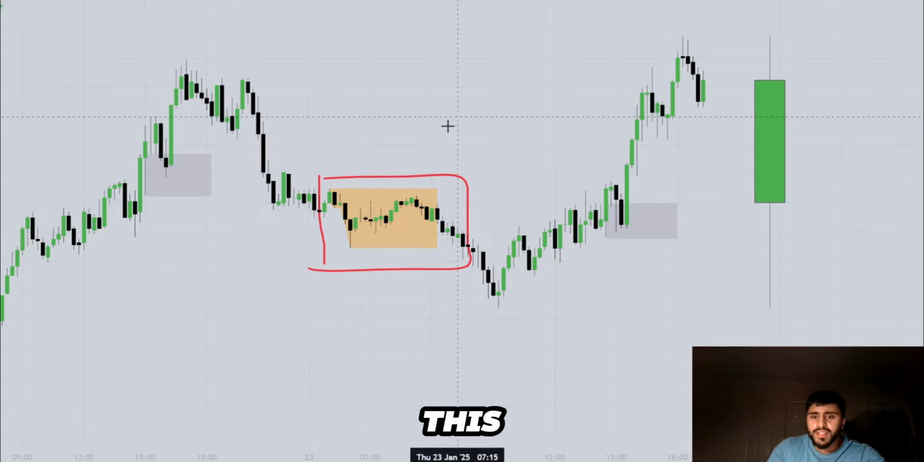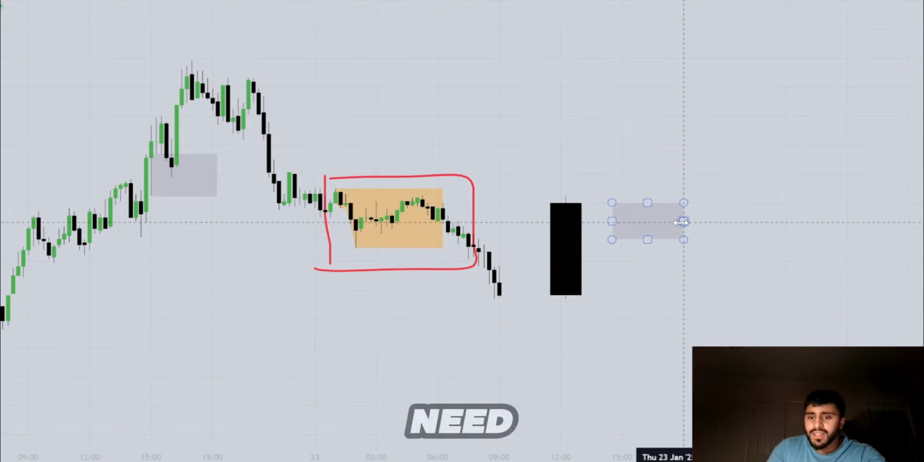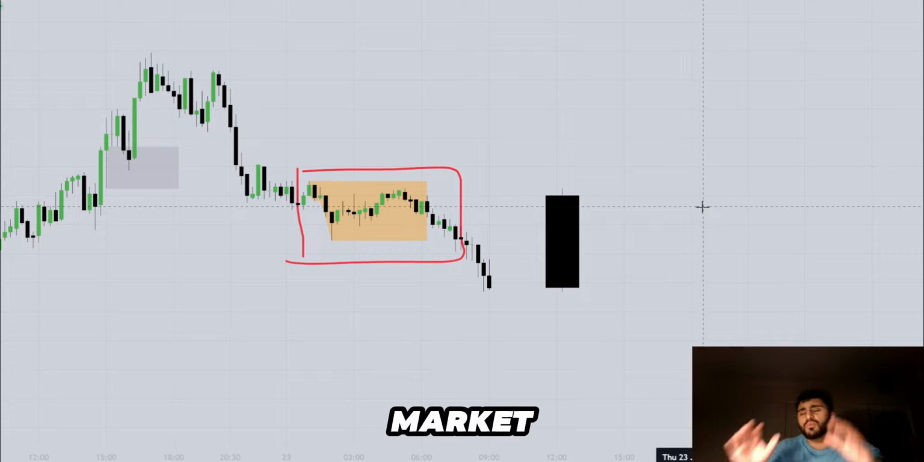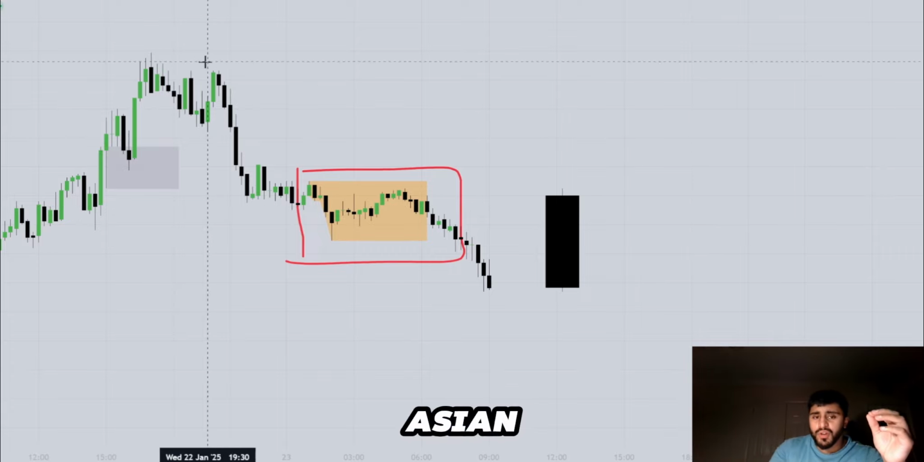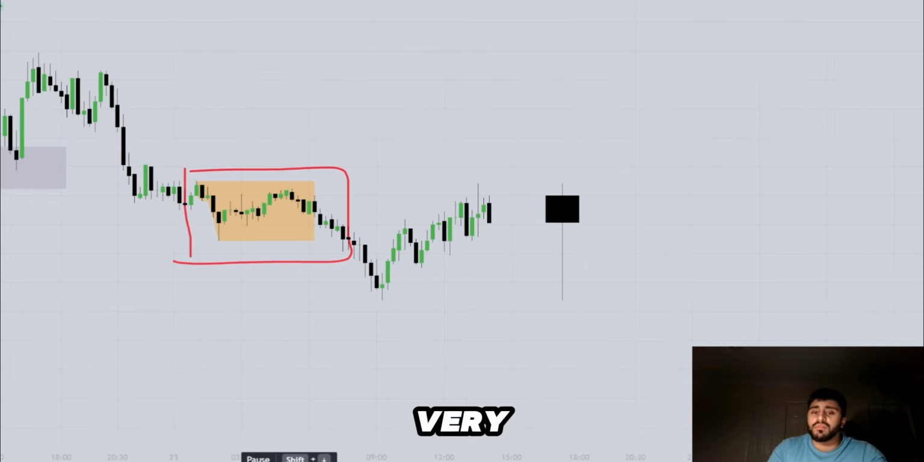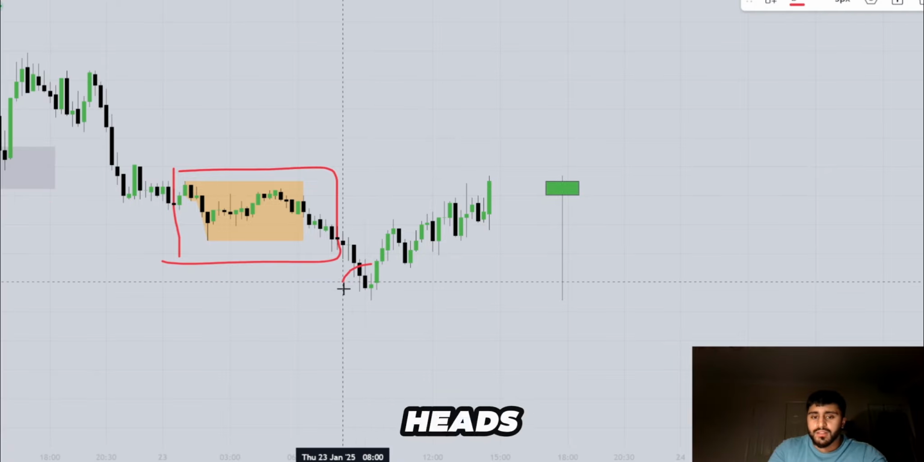So when we use this in conjunction with the power of three, what we're understanding, right? What we need to understand as traders is that the market will move down before it goes up. And we use this in line with the Asian range. So what that means is when you have an Asian range, the market will very, very often sweep the Asian range low before it heads higher.